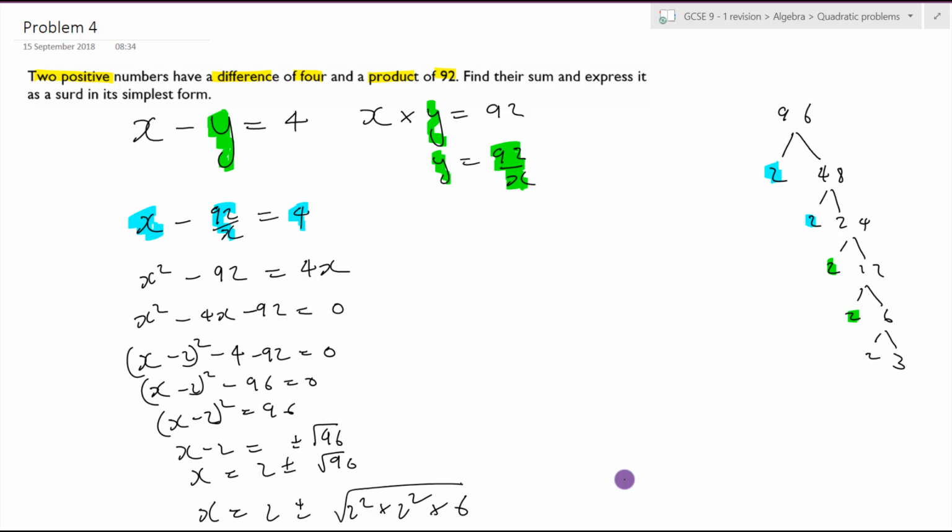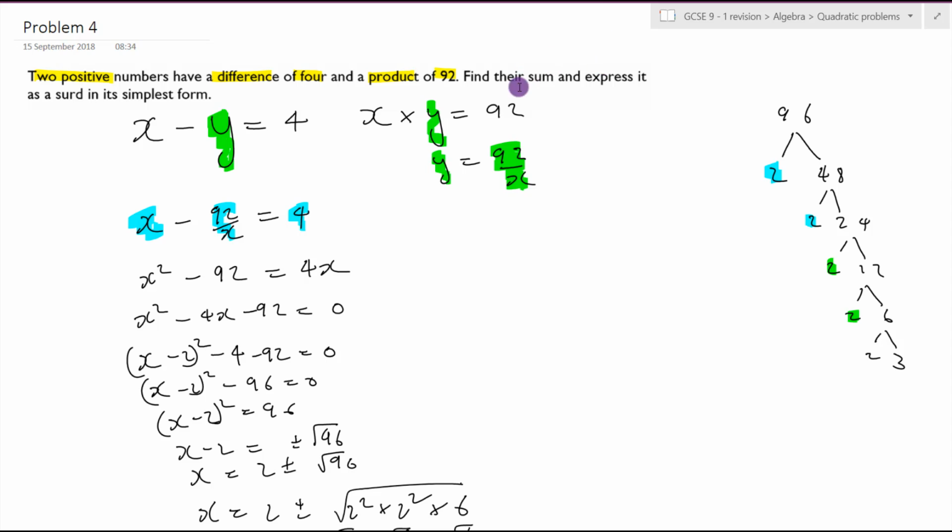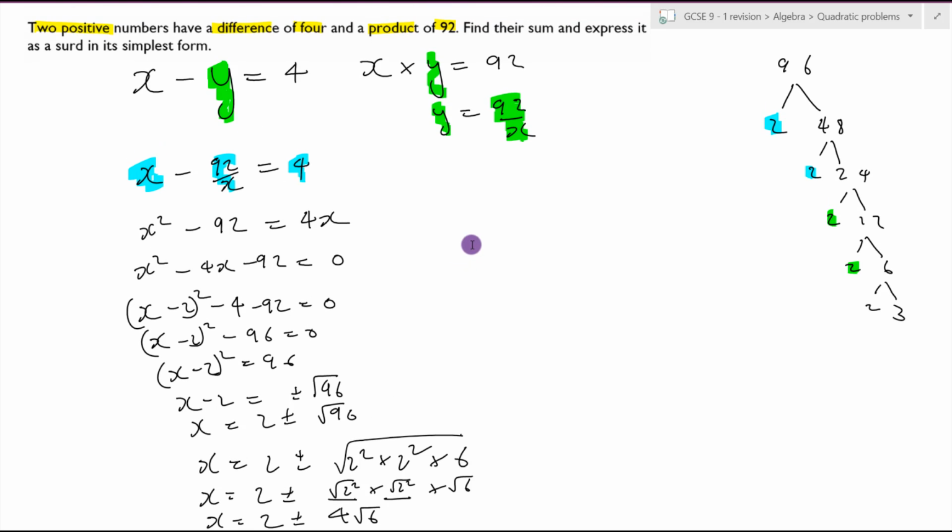If you take that out, the square root of 2 squared times the square root of 2 squared times the square root of 6, and that's just 2 times 2. This is just 2 and this is just 2. So 2 times 2 is 4 root 6. And remember, we decided that x was going to be equal to 2 plus 4 root 6 as our answer. Now, have we answered the question? It says, find their sum and express it as a surd in its simplest form. So we now need to find y.